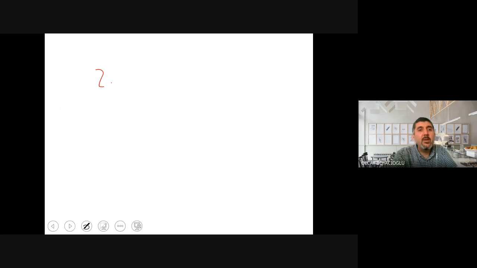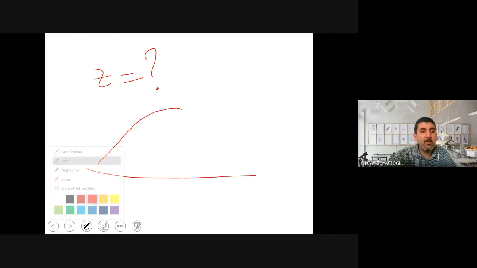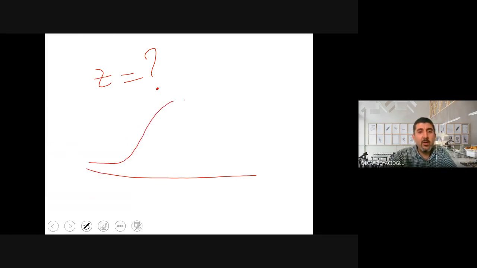Okay, now I will ask you a different question. Give me such a z value that the area under the curve, well, what kind of distribution is that? Okay, this is a normal distribution, and I'm looking for the area under the curve. Let me check.